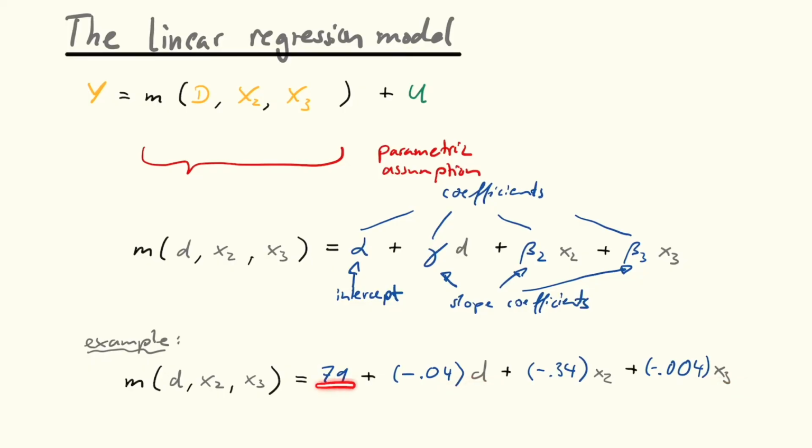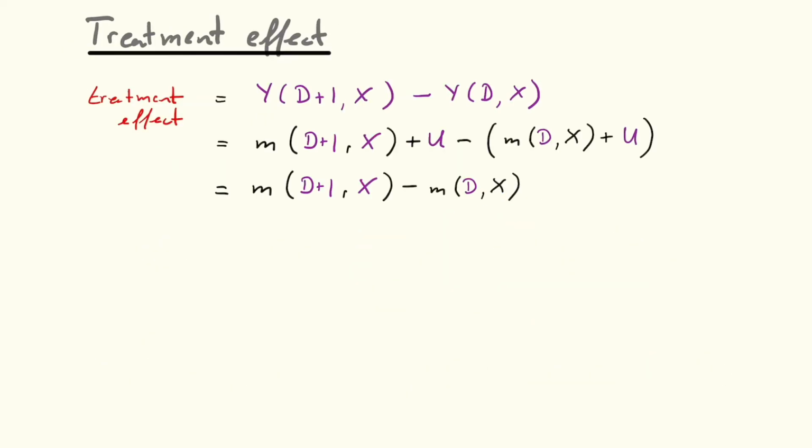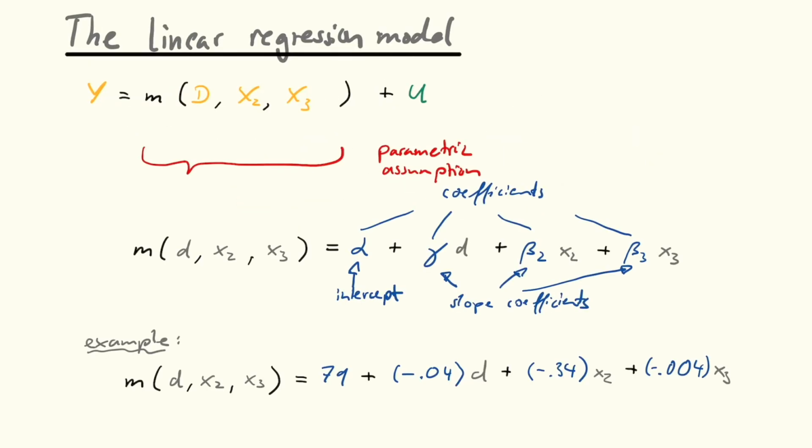Of course, if we knew the numerical values of the coefficients, we would know exactly what the M function is, and then it would be easy to figure out treatment effects. We could figure out the treatment effects by plugging into this formula, which is no big deal if we know what M is. In practice, the numerical values of these coefficients are unknown, and we have to use data to figure them out. It's very easy to compute the ceteris paribus causal effect for the linear model.